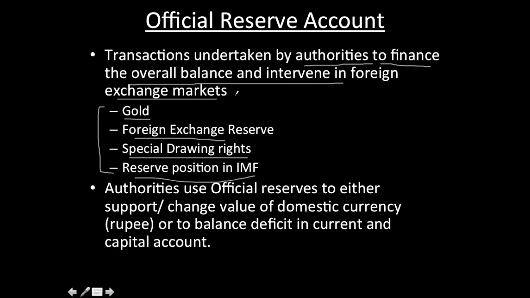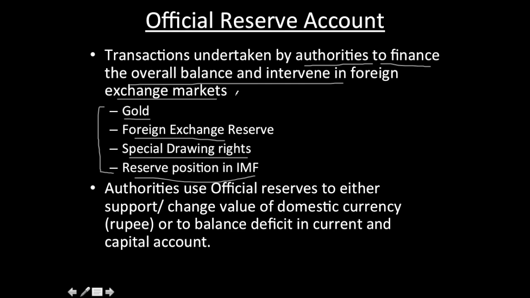There are two basic advantages or two basic objectives of keeping official reserves. First is to intervene in foreign exchange markets. Whenever the RBI senses that the foreign exchange market is not going as planned or is becoming very volatile, then it may intervene through official reserves. And official reserves can also be used to maintain overall balance in the BOP.